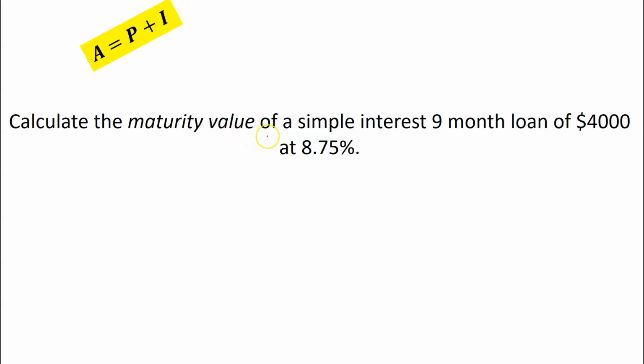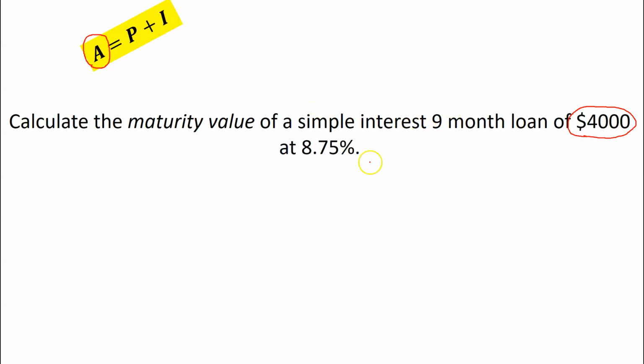So calculate the maturity value of a simple interest 9-month loan of $4,000 at 8.75%. This is a really bad percentage. This is somebody with like bad credit right there. So I want to calculate the maturity value, this right here. Okay, for the maturity value, I need the principal, which I have. It's $4,000. And I need the interest, which I don't have.